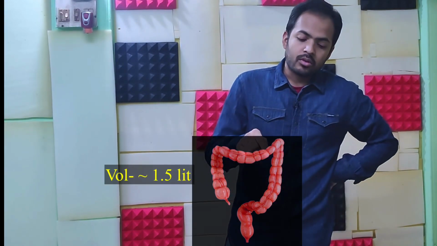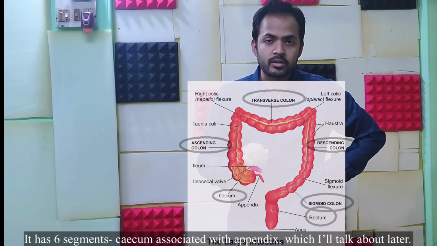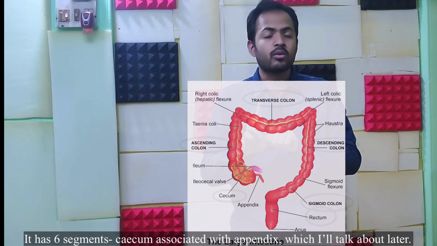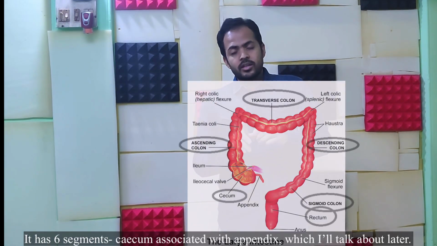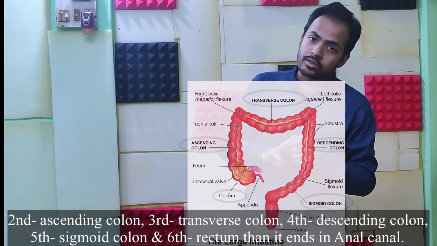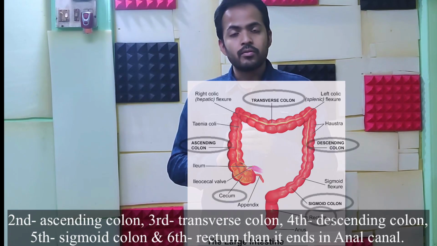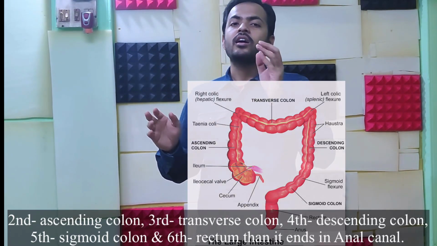In this photo, the large intestine consists of 6 segments. First part, cecum, associated with the appendix, which I will talk about later. Second part, ascending colon. Third, transverse colon. Fourth, descending colon. Fifth, sigmoid colon. Then the rectum, and it ends in the anal canal.